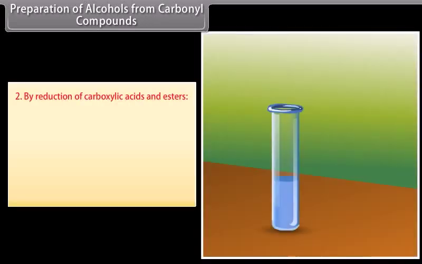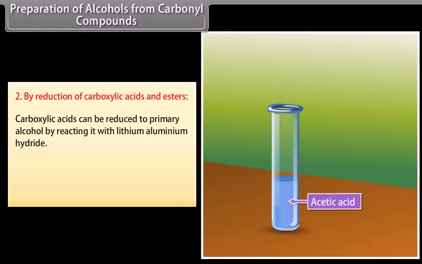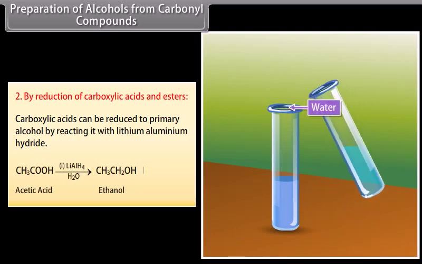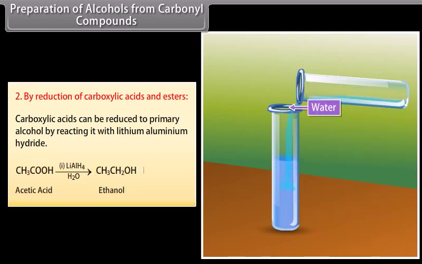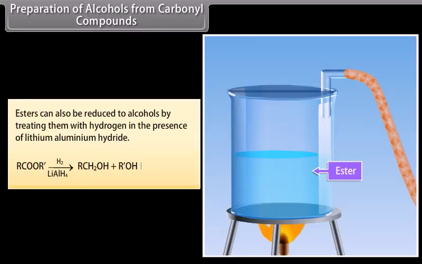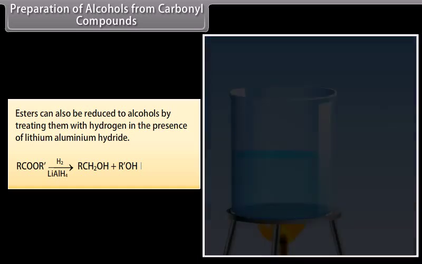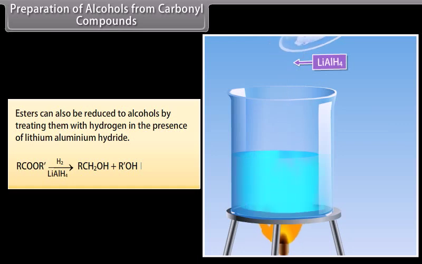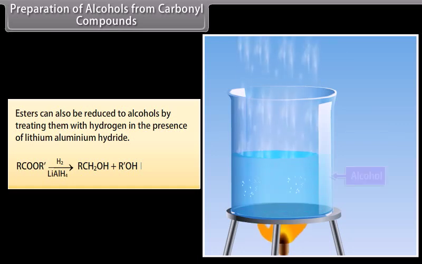From carbonyl compounds by reduction of carboxylic acids and esters. Carboxylic acids can be reduced to primary alcohol by reacting them with lithium aluminium hydride. Acetic acid is treated with lithium aluminium hydride followed by water, which forms ethanol. Esters can also be reduced to alcohols by treating them with hydrogen in the presence of lithium aluminium hydride.